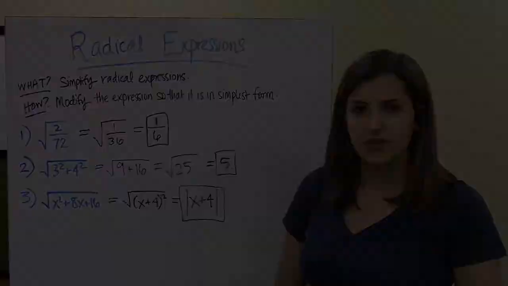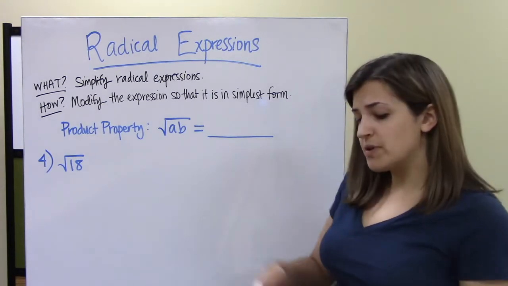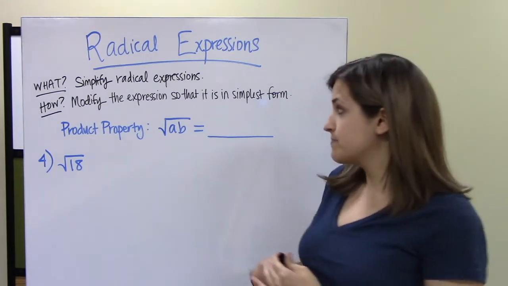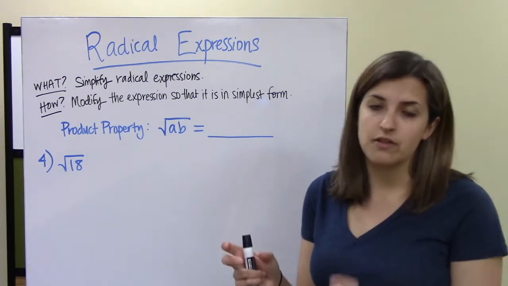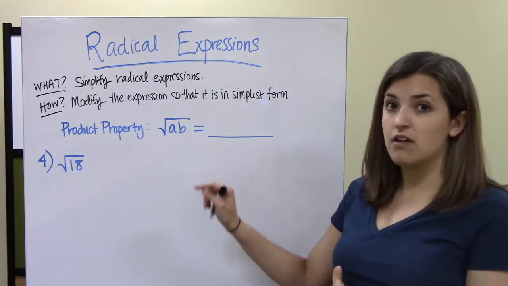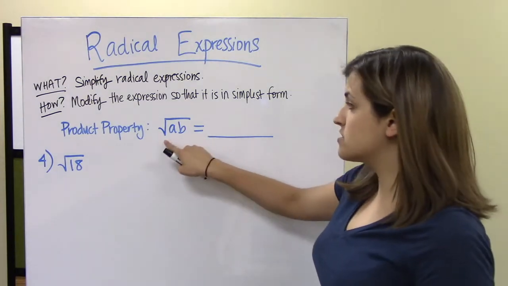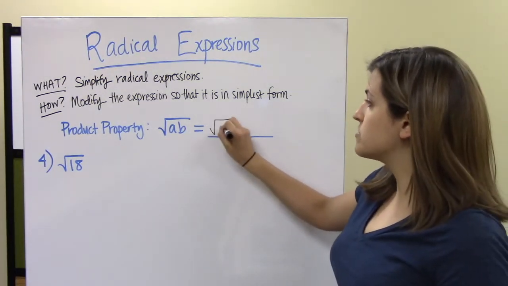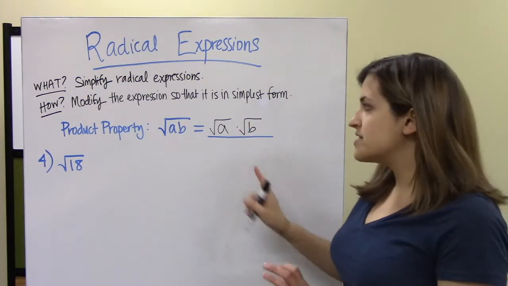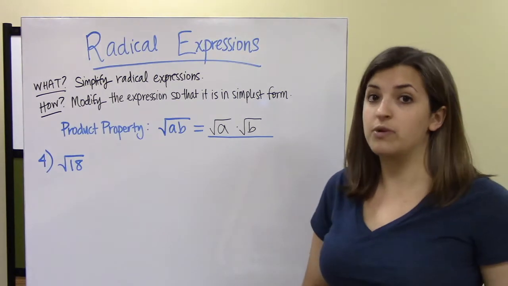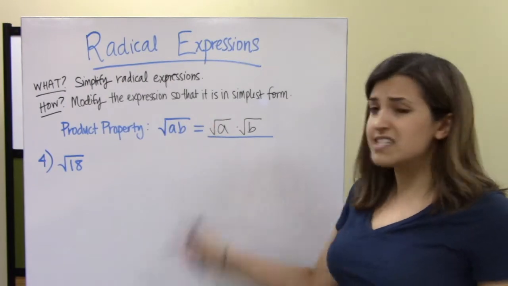All right, let's learn something new. When dealing with square roots, there's something we should know, and it's called the product property. So this property tells us that if we have the square root of some number times another number, like a times b, we can separate these and make them their own square roots. So the square root of a times b equals the square root of a times the square root of b. We can only separate these if they're multiplied. We can never do this if these two are added together. So let's see this in action.